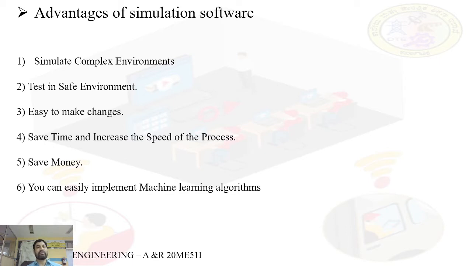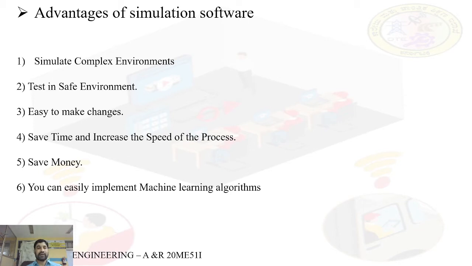Simulate in a complex environment. The application of robots includes industries or factories where, besides the robots, we have other work, so we cannot disturb these things. In simulation software we can arrange all these environments and check them here. So in a complex environment we can test the robotic movements using simulation software. That is a very big advantage of simulation software.